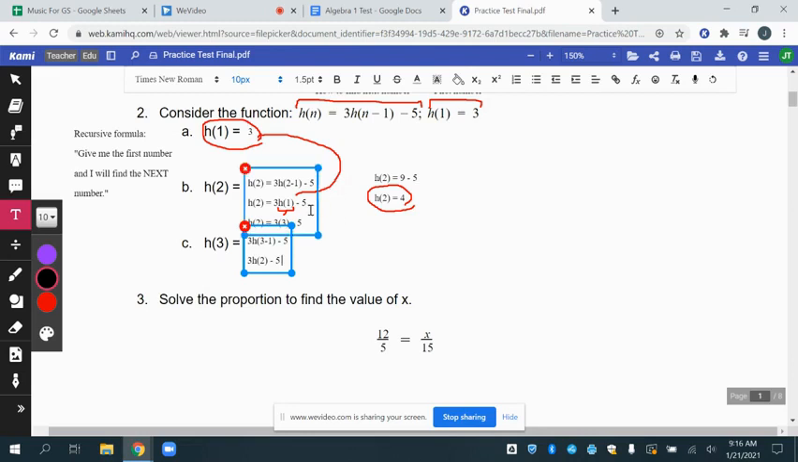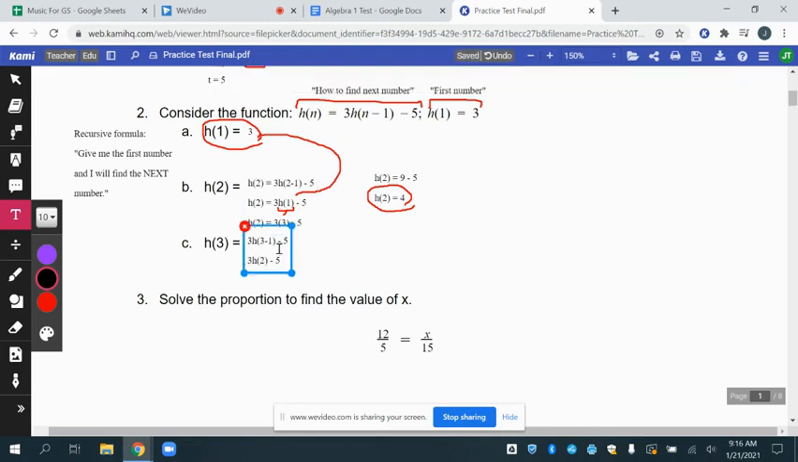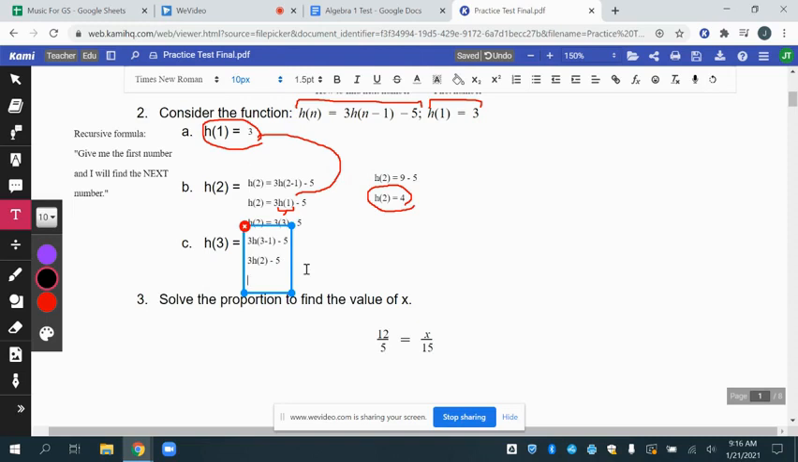I know what h of 2 was because we just figured that out, right? H of 2 is 4. So I'm going to change h of 2 to a 4. Equals 3 times 4 minus 5. And I go back up here. H of 3 equals 12 minus 5. I did it again. I accidentally typed 4 instead of 5. 12 minus 5 is 7. H of 3 equals 7. And I did it.